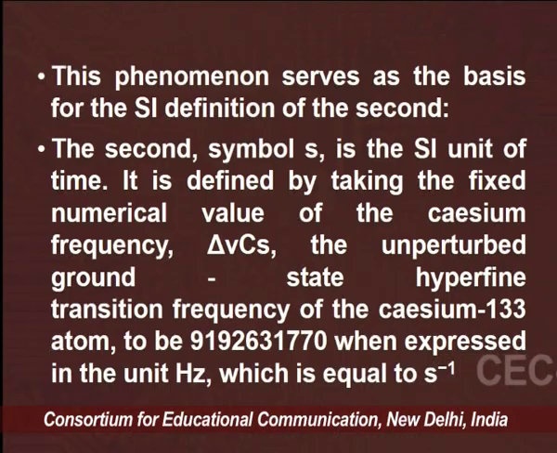This phenomenon serves as the basis for the SI definition of the second. The second, symbol s, the SI unit of time, is defined by taking the fixed numerical value of the cesium frequency, Δν_Cs, the unperturbed ground state hyperfine transition frequency of the cesium 133 atom, to be 9192631770, when expressed in the unit hertz, which is equal to the inverse of the second.